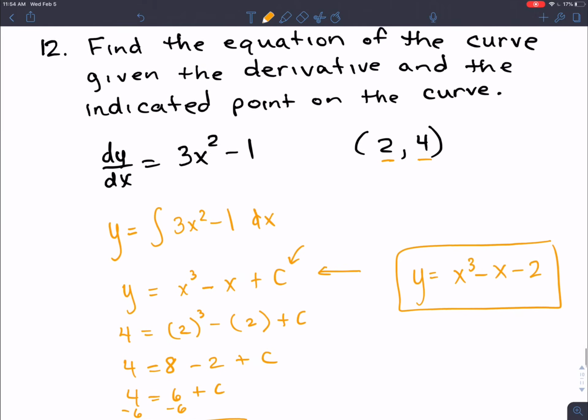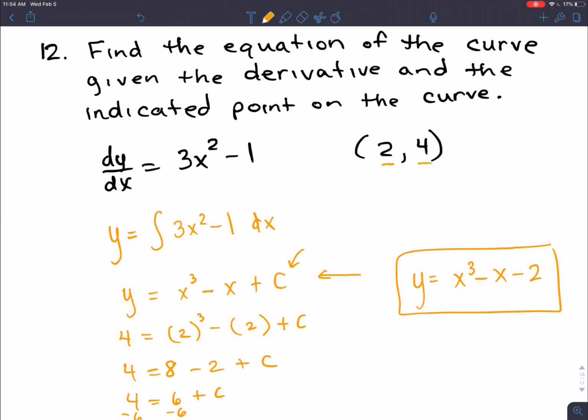So for that example, it'll say find the equation of the curve when they give you the derivative and they give you a point on the curve. So that'll be the types of problems that you can see with antiderivatives and integration.